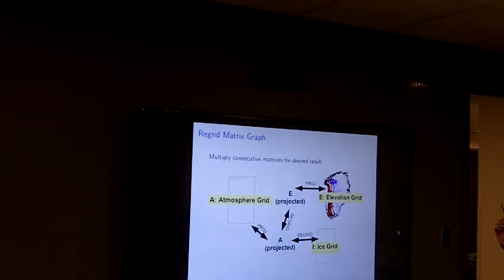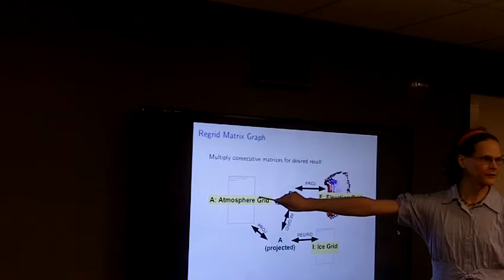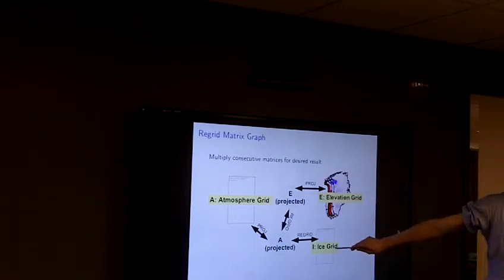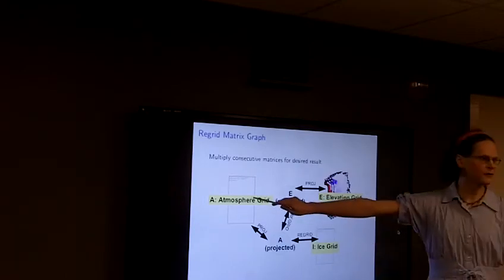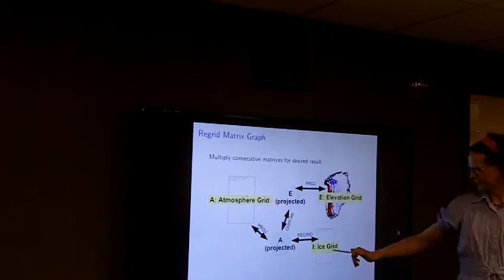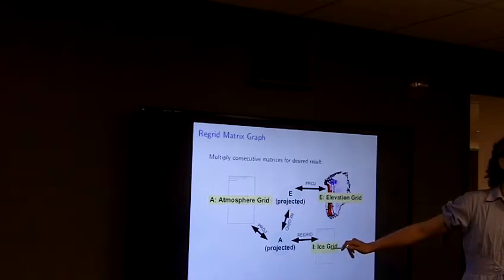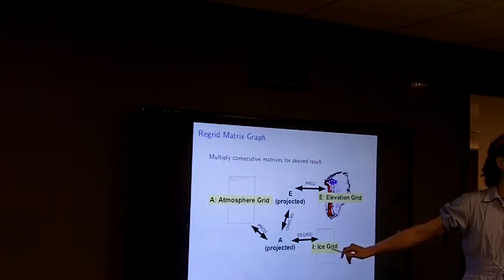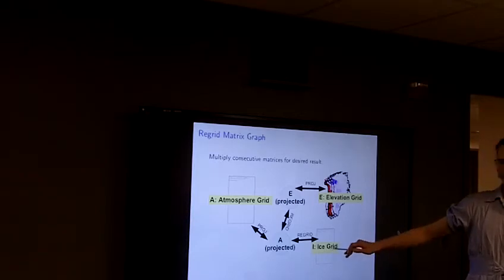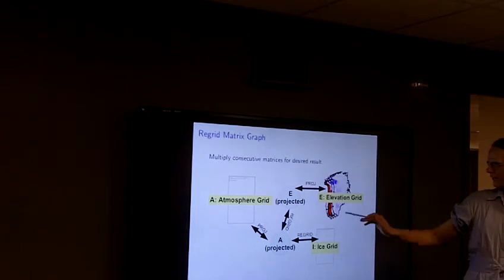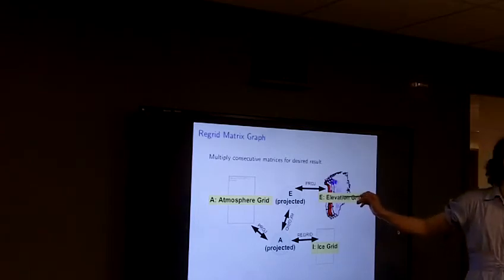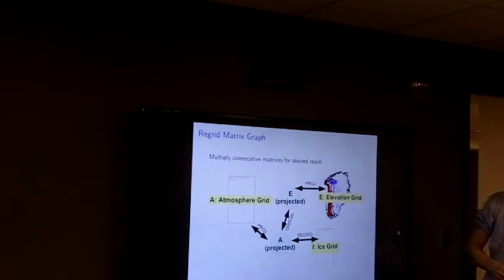So here's an example. Here's the simple example. So we have the atmosphere grid. That's what our GCM atmosphere runs on. There's our ice grid, which our ice model runs on. So this is a global grid, like a lat-long grid. This is a local Cartesian grid in this case, or it could be something else. It could be an unstructured mesh. Finite elements have funny basis functions. And here's our elevation grid, which I showed you the basis functions for before.